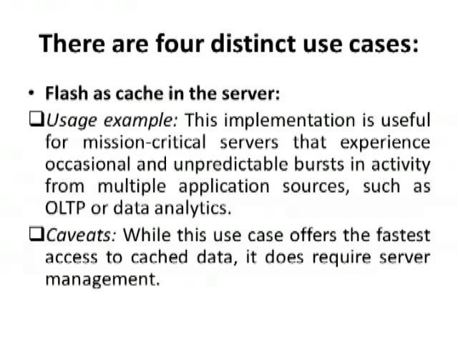Flash as cache in the server. Usage example. This implementation is useful for mission-critical servers that experience occasional and unpredictable bursts in activity from multiple application sources such as OLTP or data analytics. Caveats. While this use case offers the fastest access to cached data, it does require server management.